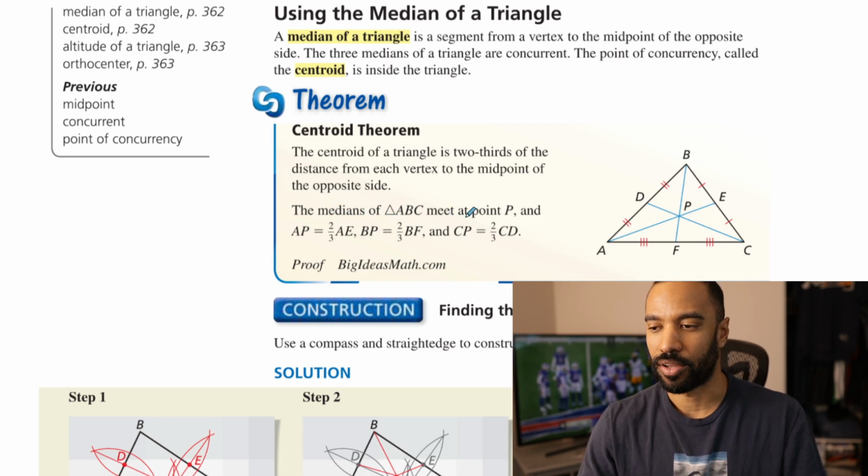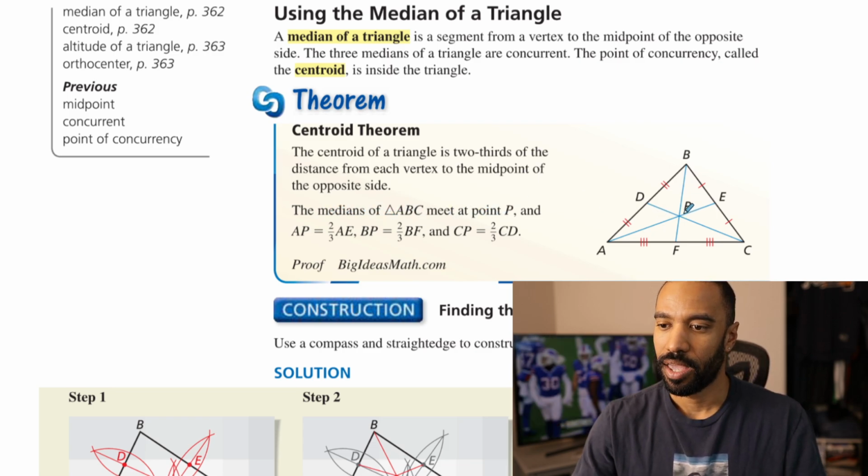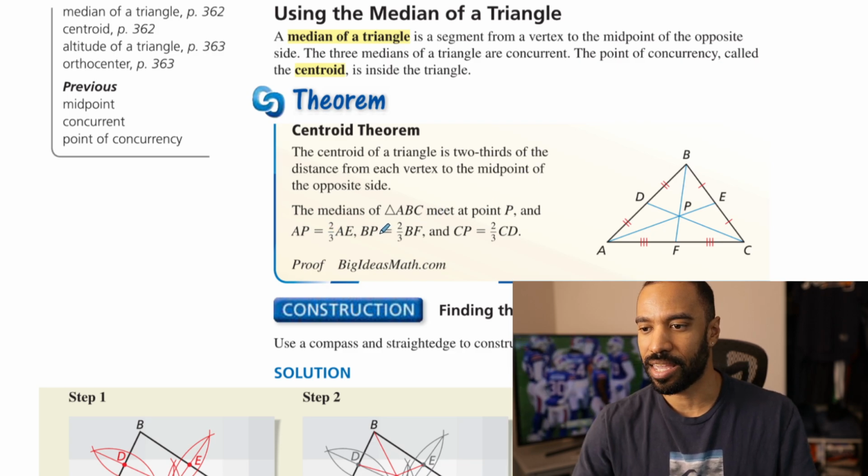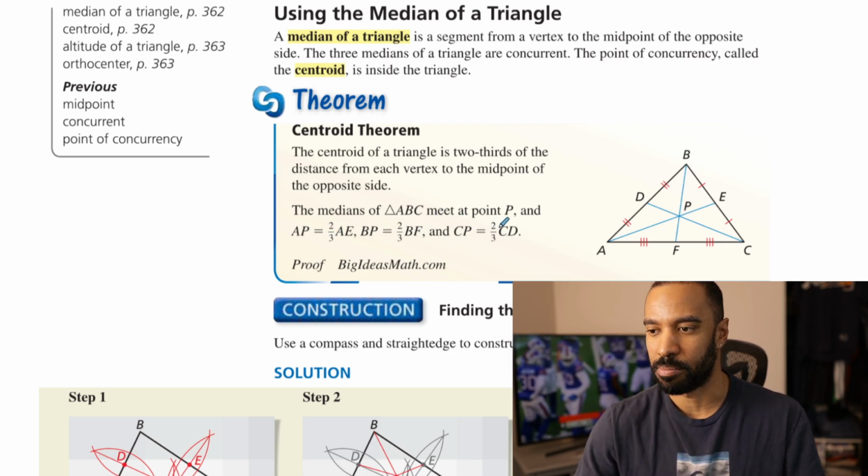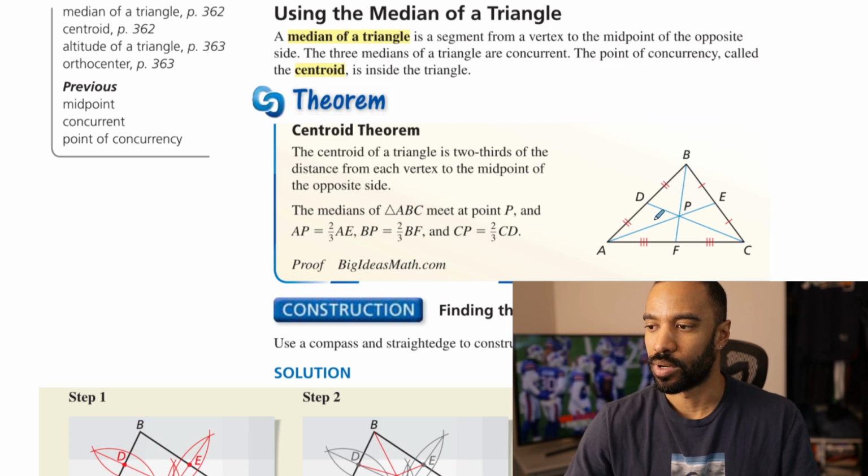The medians of triangle ABC meet at point P, and AP is 2/3 of AE, BP is 2/3 of BF, and CP is 2/3 of CD. Okay, so what does that mean?